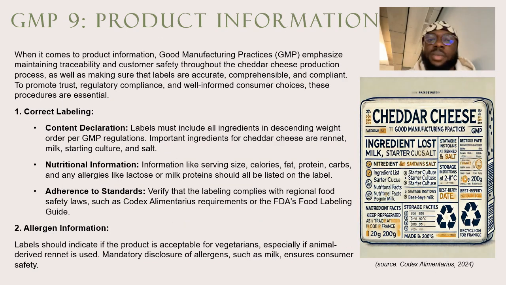Hi, this is Samuel, and I'll be speaking on the good manufacturing practices for product information. Yeah, so the first thing that is the most paramount part there is the correct labeling. So our products have to be properly labeled. And there are three different parts under this. That's the content declaration, the nutritional information, and the adherence to standards.